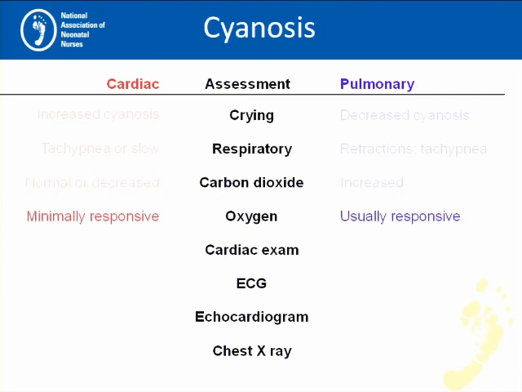Supplemental oxygen. Cardiac etiologies may have minimal response. Pulmonary etiologies are usually responsive. Cardiac exam. Cardiac etiologies may have murmur and weak pulses. Pulmonary etiologies usually have a normal exam. Electrocardiograph, also known as ECG. ECG may be abnormal with cardiac etiologies, and ECG is normal with pulmonary etiologies.